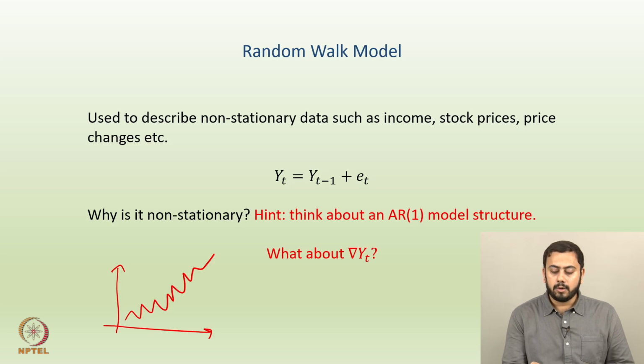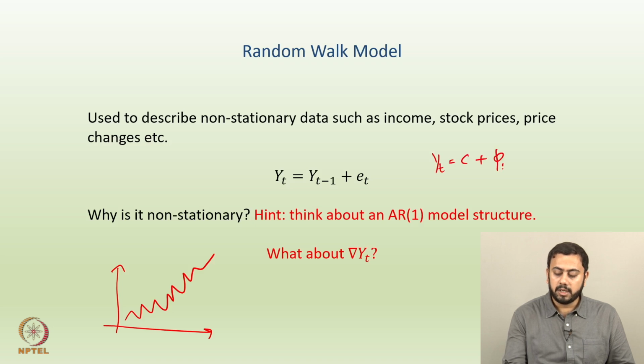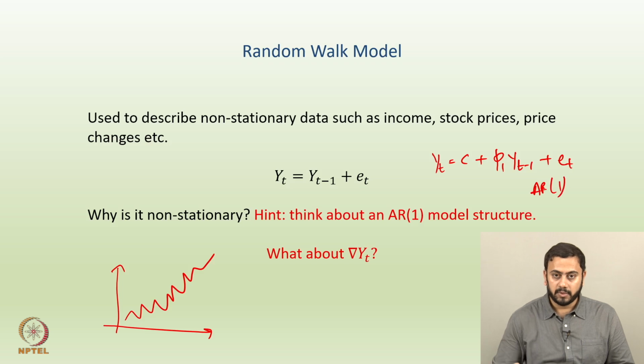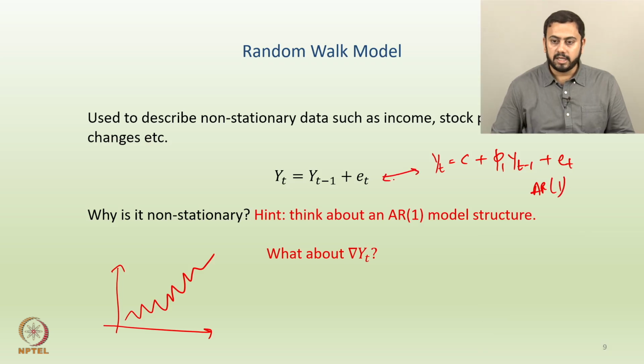If you remember AR1, it looks like this, by the way: yt equals, let us say, some c plus phi 1 of yt minus 1 plus et. This is nothing but my AR1, isn't it? This is a pure AR1 process. Can you somehow connect these two models? One can actually do that, because let us say you assume c to be 0.